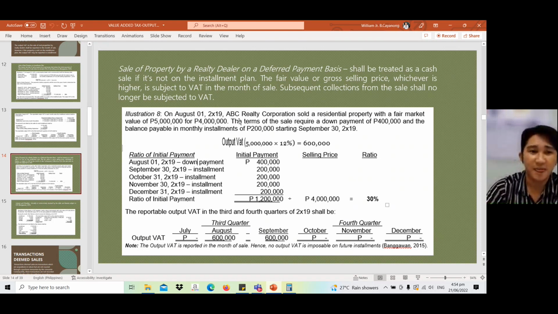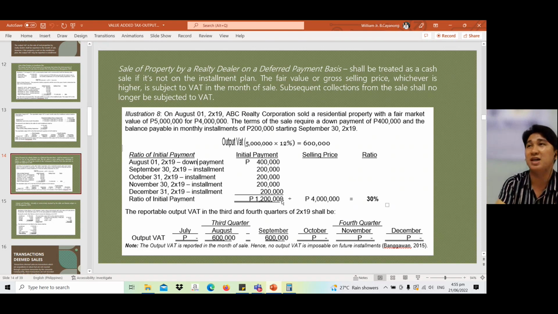Okay, we have here an example. On August 1, ABC Realty Corporation sold a residential property with a market value of 5 million for 4 million pesos. The terms of the sale require a down payment of 400 and yung balance, monthly installments na po ng 200 starting September 30. Okay? So, may down payment po nung August na 400 plus 200 starting September. Hanggang December po yan.